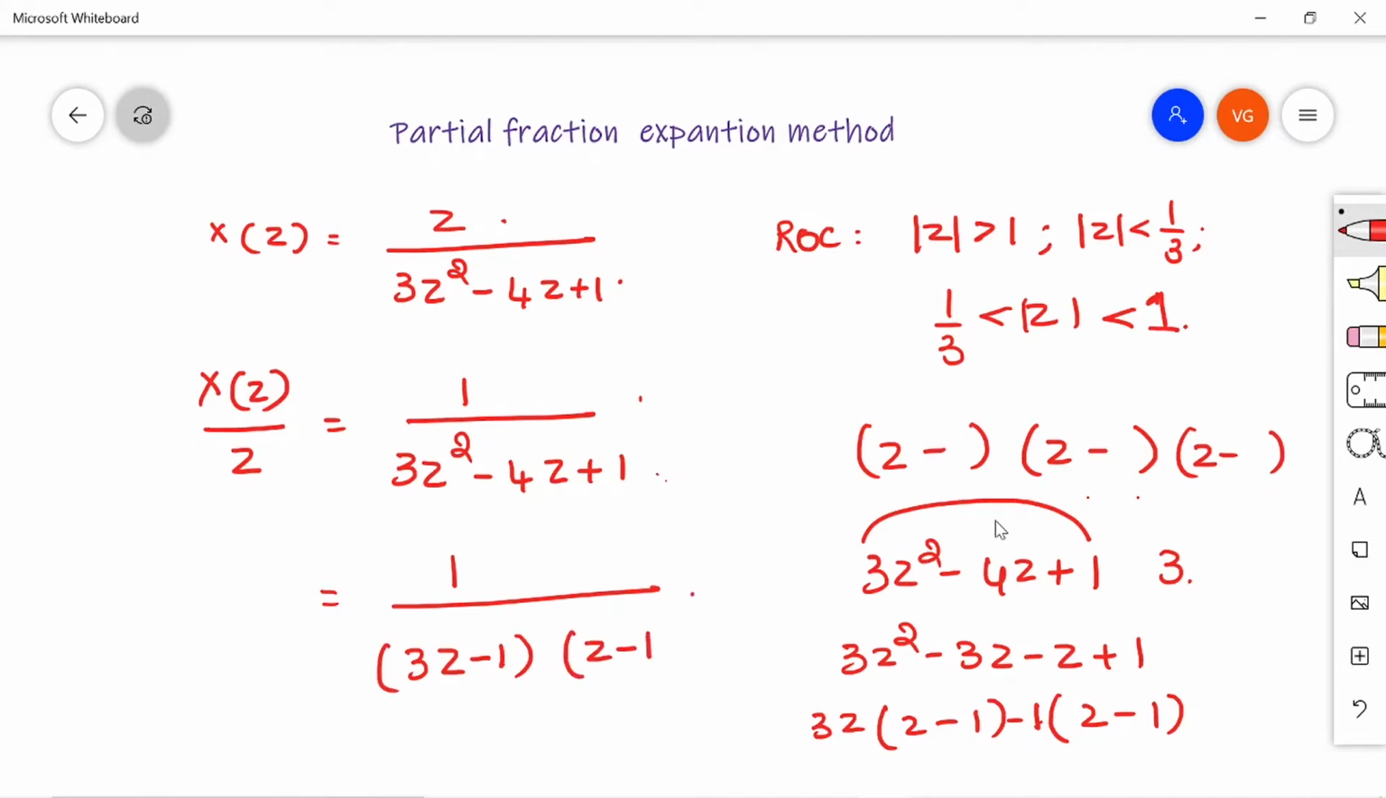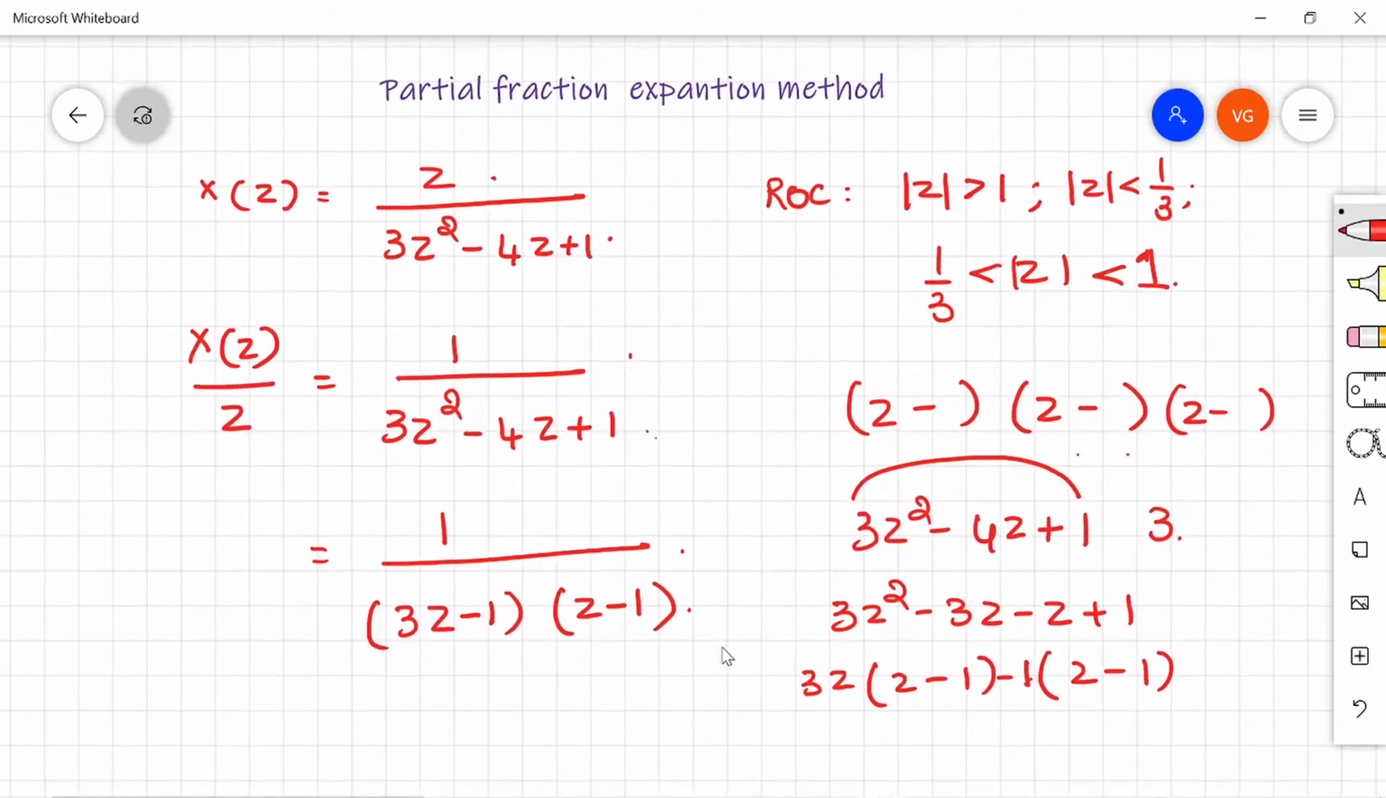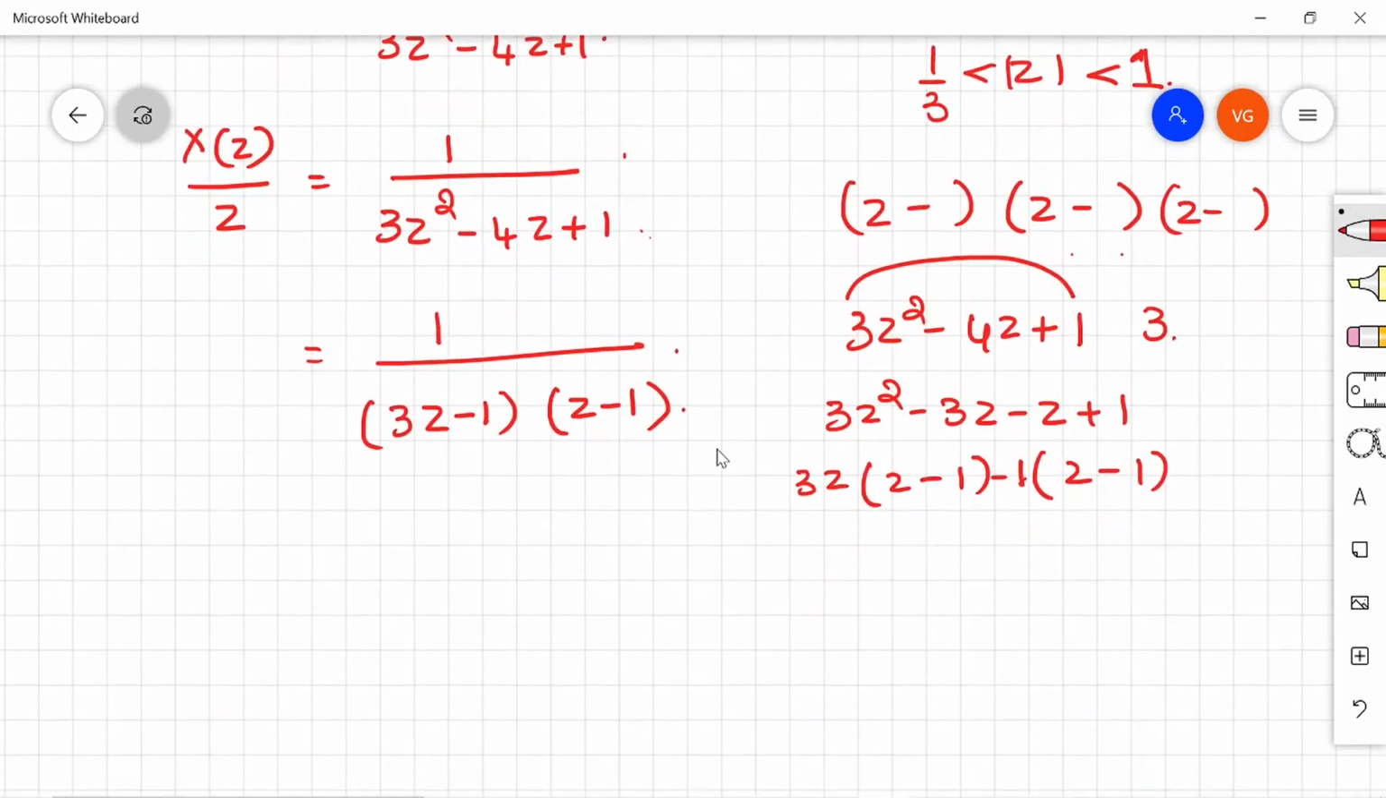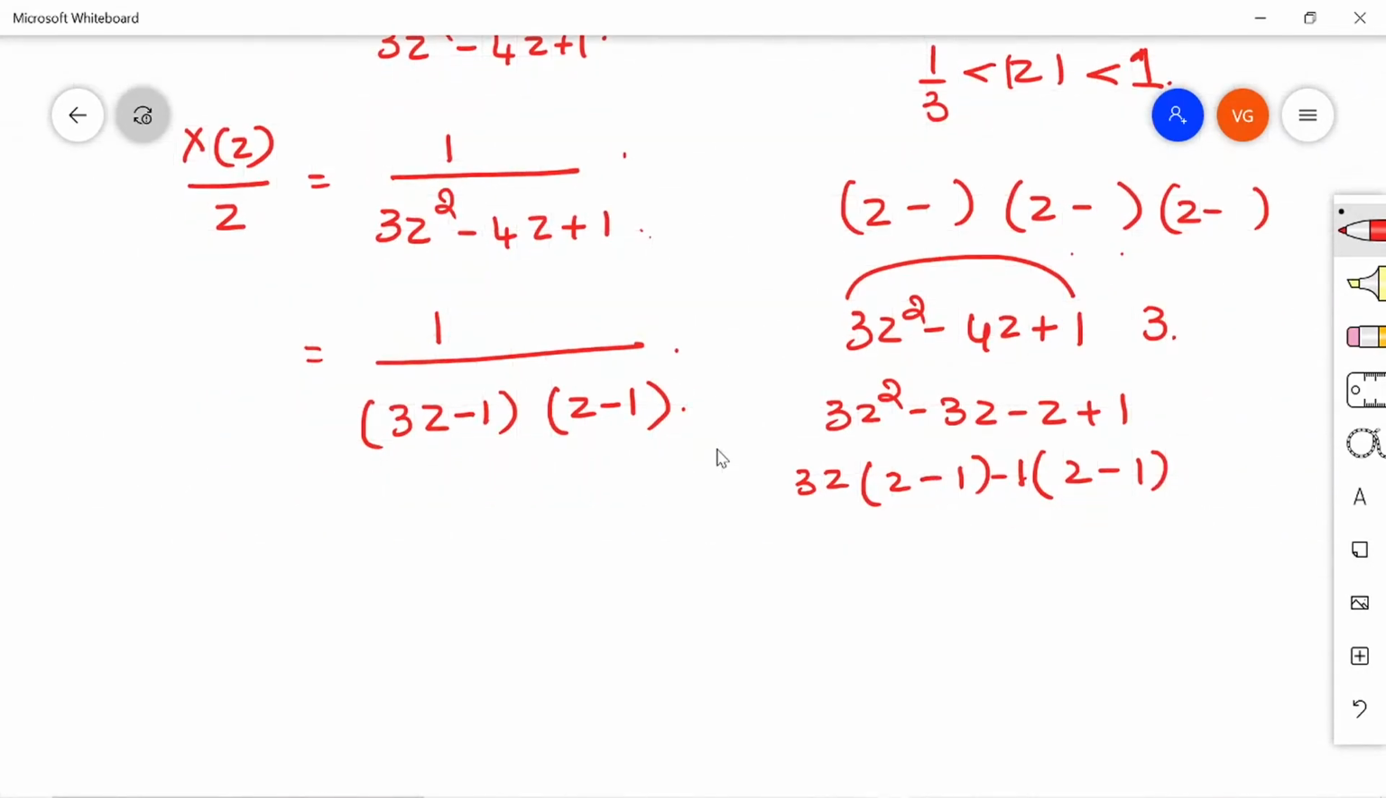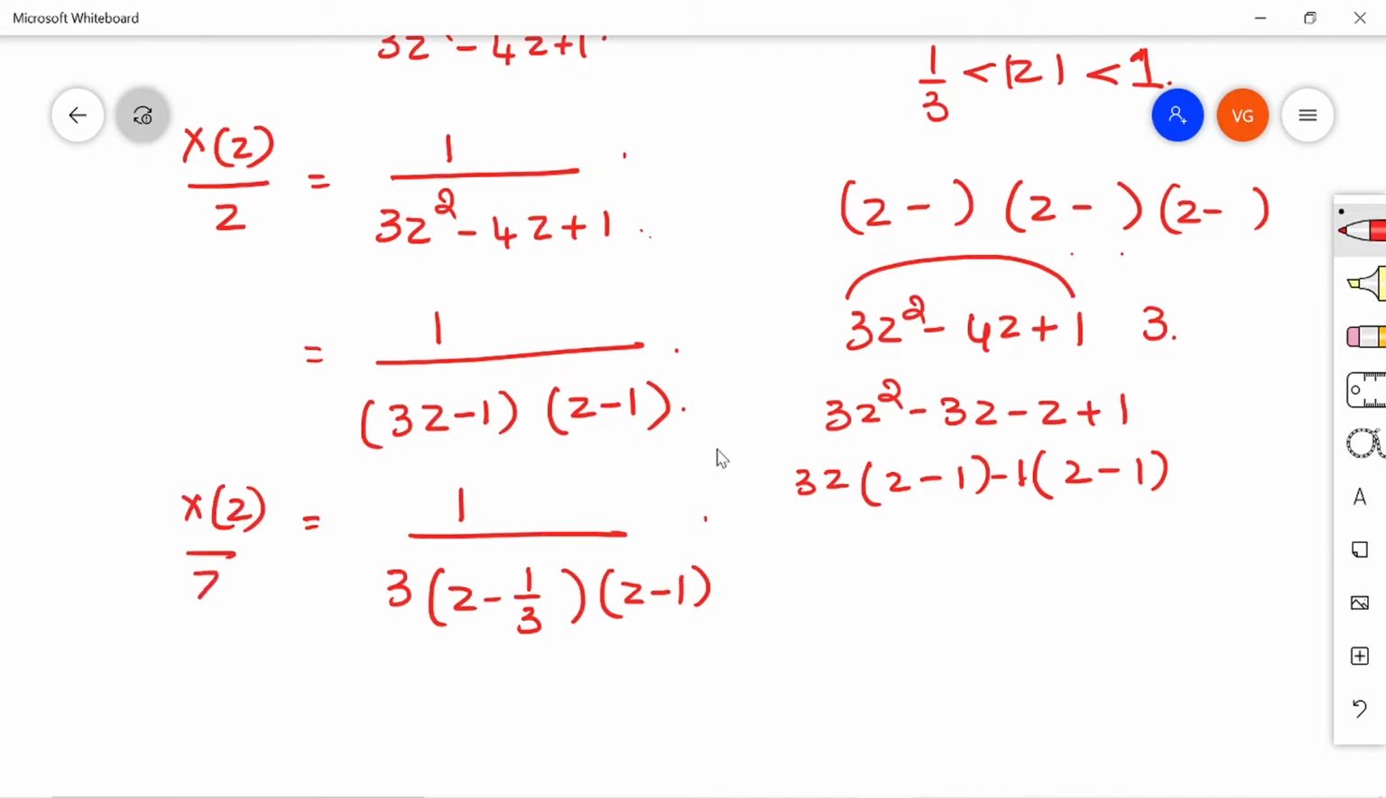So as I said, always the denominator has to be only in z minus 1 format, z minus something format, but here I have 3z minus something. So you take 3 out here so that it will come into that required format, right? So now I am trying to write down that 3 outside. So see here, it will be 3 if you take it out, z minus 1 by 3 into z minus 1. So this is your X of z by z.